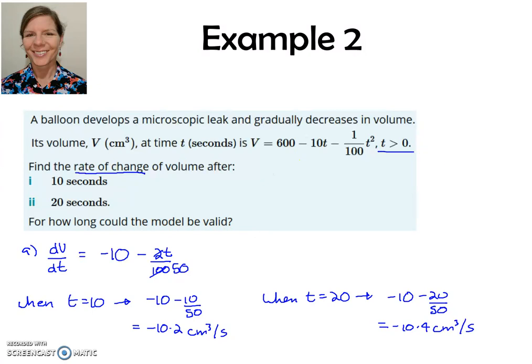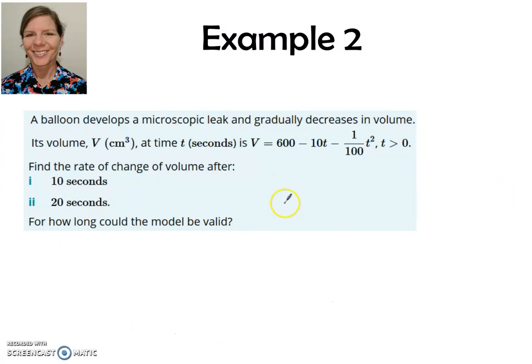So what we're looking at is, as long as the volume is greater than 0, it could be valid, and it might not be. It might change as the dimensions of the balloon change, but it's possible that this could hold, but it certainly won't hold for volume. We can't have the volume be less than 0. It actually says for how long, so what we need to do is find when does that occur. So if we say 0 equals 600 minus 10t, take t squared on 100.